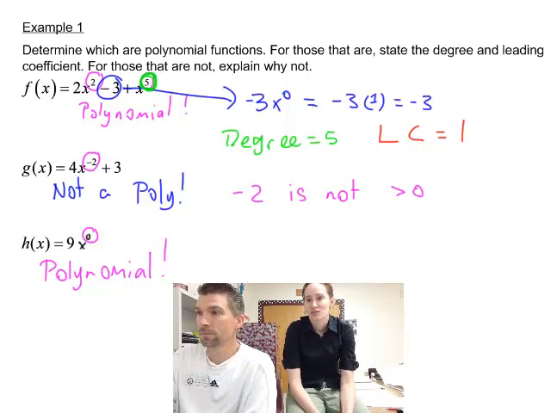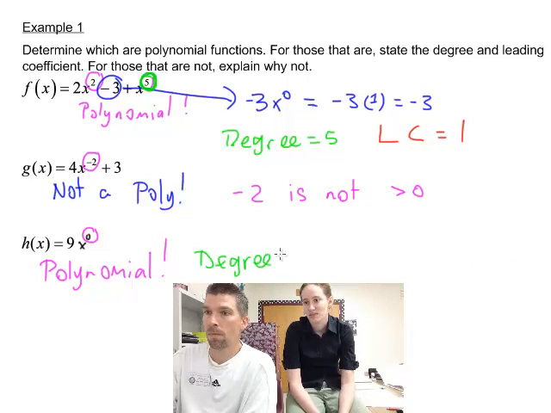And so our degree is the exponent we have there, which is 0. So the degree is 0. And its leading coefficient then is what's in front of our x to the 0, which is 9.